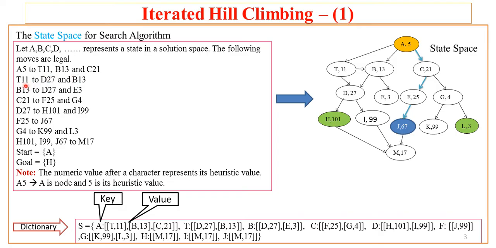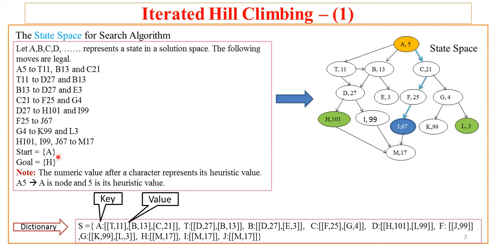Similarly, one can move from node T to D and B. This way, these are the different nodes and corresponding child nodes to be visited from the given node. Now we'll see this here as the graph representation. One thing to be remembered here is that in the case of node specification, with the given node, a numeric value is specified. Now here if I say A5, that means A is the node and 5 is its heuristic value.